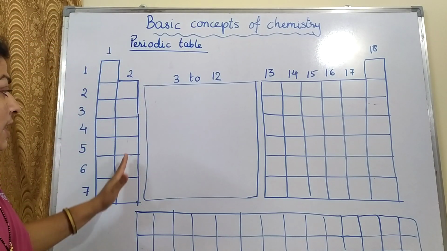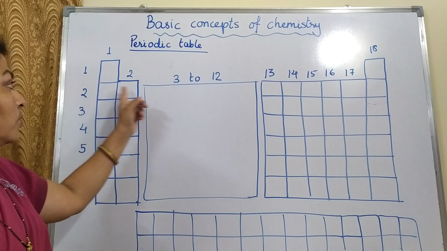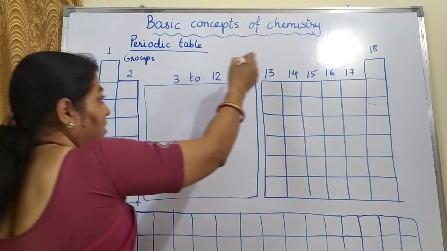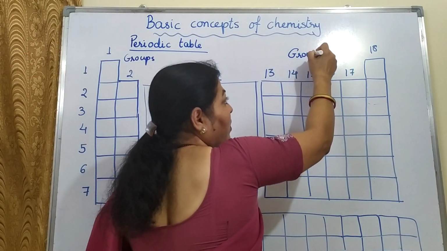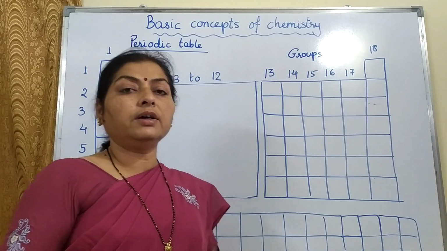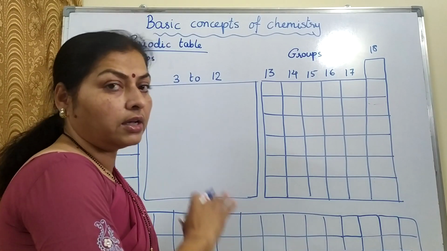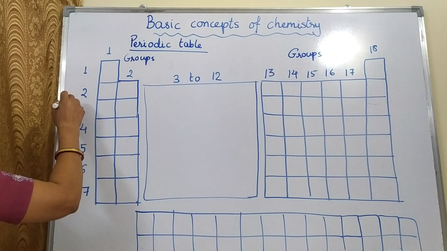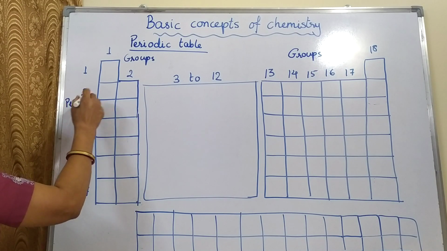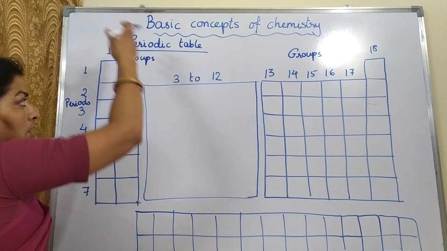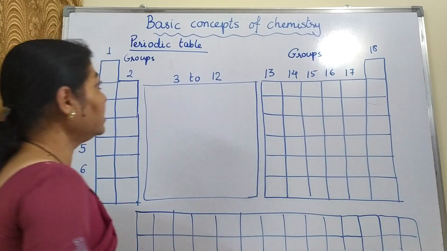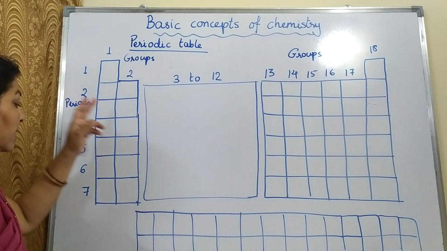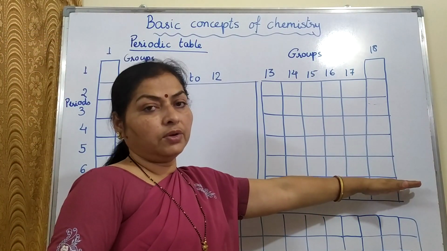These vertical columns are known as groups, and horizontal rows are known as periods. So these are the groups. These are also groups. More about groups, periods and the modern periodic table you will learn in class 10th. Here we will see just the basic things. And these 1, 2, 3, 4, 5, 6, 7 are known as periods. Periods means horizontal rows. Groups means vertical columns. So here you can see that there are a total of 18 groups in the modern periodic table, and there are 7 periods in the modern periodic table.